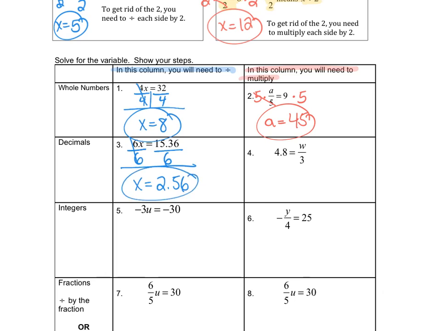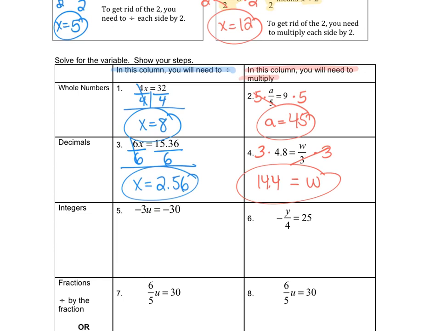And in the next decimal answer, where we're going to multiply, notice that we have 4.8 is equal to w divided by 3. The opposite of dividing is multiplying, so we're going to multiply both sides by that 3 to get rid of it. And then we get w equals 4.8 times 3 is 14.4 as our final answer here.